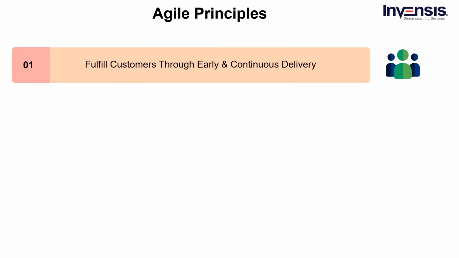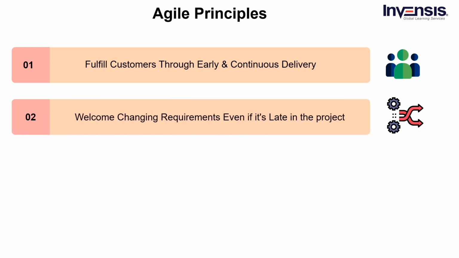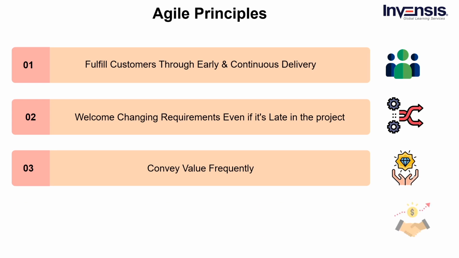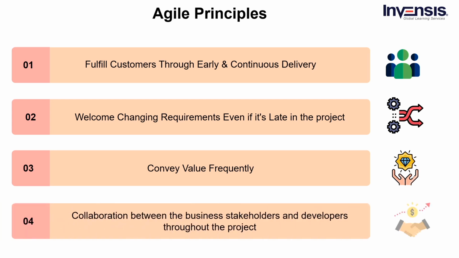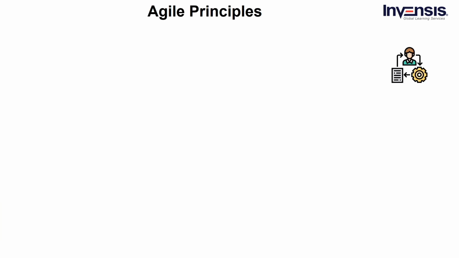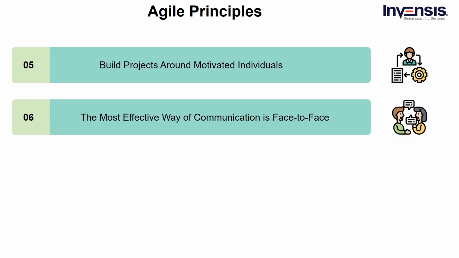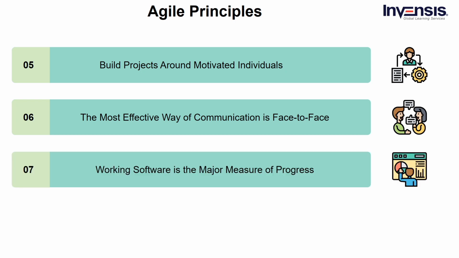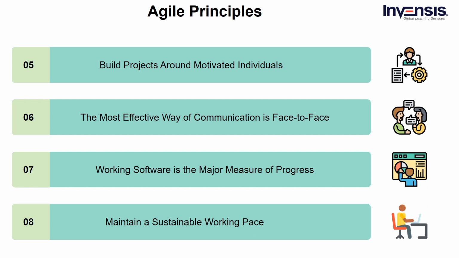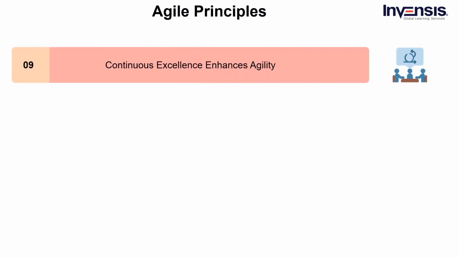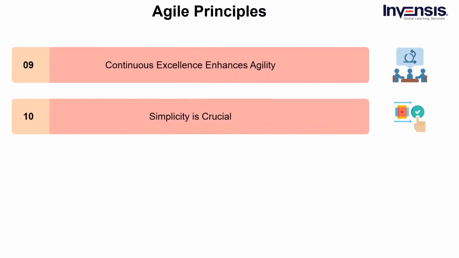The 12 Agile principles of Agile development include: Satisfy customers through early and continuous delivery. Welcome changing requirements, even if it's late in the project. Deliver value frequently. Collaboration between the business stakeholders and developers throughout the project. Build projects around motivated individuals. The most effective way of communication is face-to-face. Working software is the primary measure of progress. Maintain a sustainable working pace. Continuous excellence enhances agility. Simplicity is crucial.